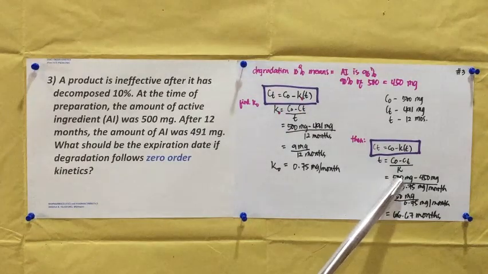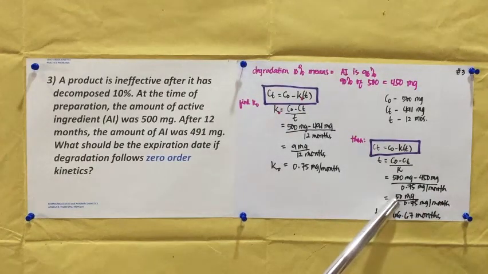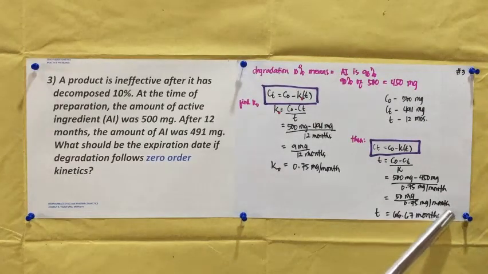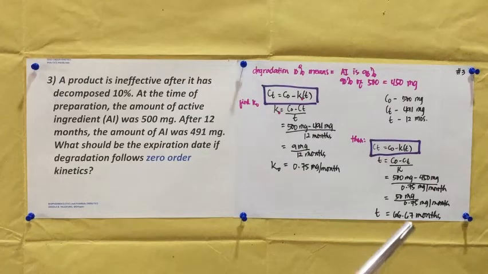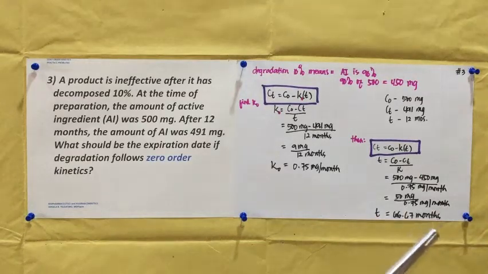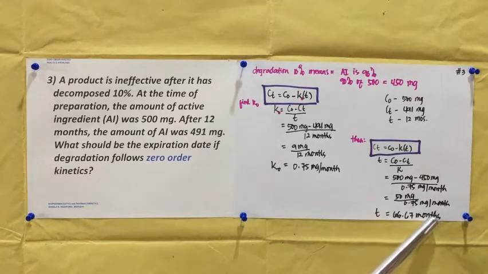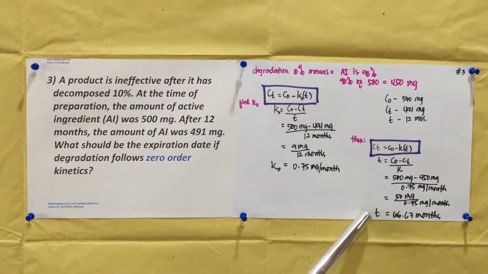So, 500 minus 450 is 50 milligrams, divided by 0.75 milligrams per month. Again, we will cancel both milligrams, so what will be left is months. So, 50 divided by 0.75 is 66.67 months. So, this is the time.